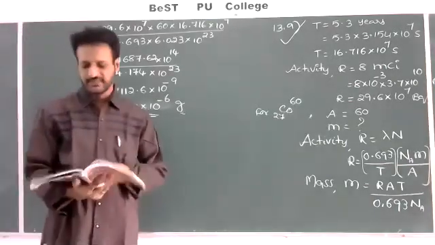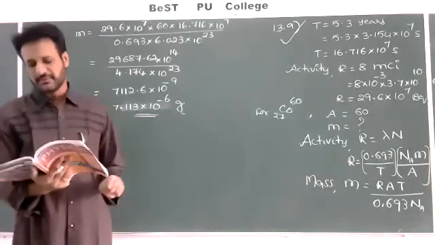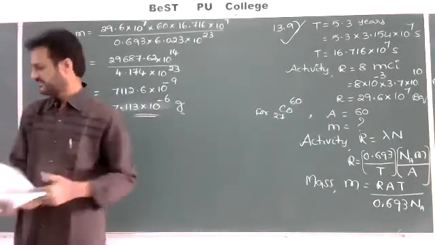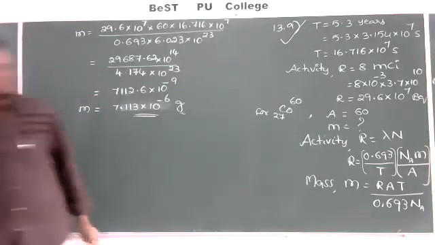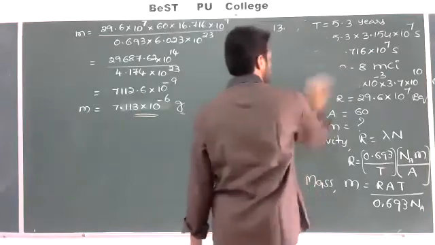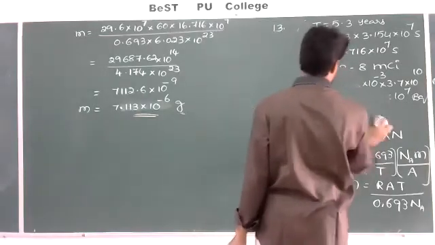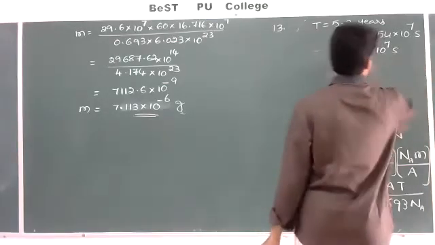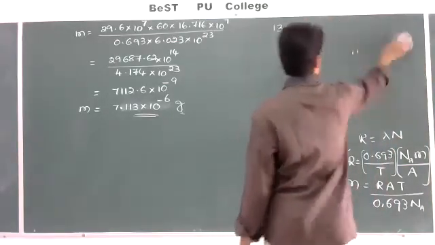Next, 13.10. It is also an important problem. Half-life of strontium is 28 years. Next question is similar to this question only. Whatever is given, it is the same model question. Just the numbers are different. The process is the same.